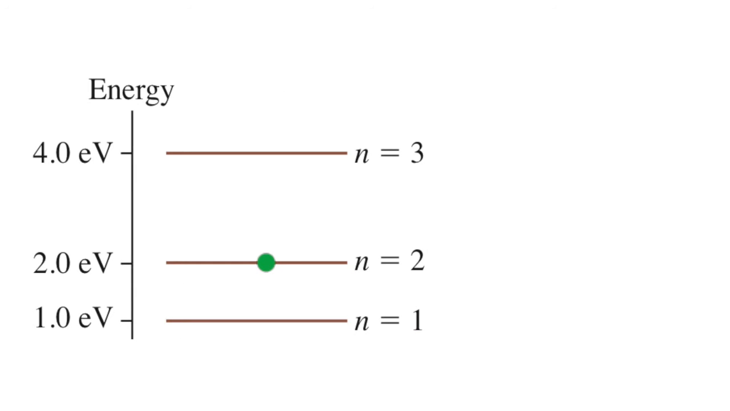Well, let's take a look at the energy levels. If an electron is in state n equals 2 and drops to state n equals 1, it drops by an energy of 1 electron volt. It drops from 2 electron volts to 1 electron volt. The difference is 1 electron volt. And so the energy of the photon that's emitted is 1 electron volt. That's the smallest possible jump that we can have. And so therefore, it's the lowest possible energy photon that could be emitted in this system.